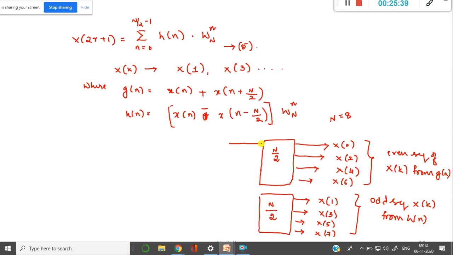So that is g of 0, g of 1, g of 2, g of 3, and here h of 0, h of 1, h of 2, h of 3. How do you obtain them? It is nothing but we obtain this g of n and h of n by taking the first half of x of n and the next half of x of n. Either we perform addition or we perform subtraction. That's it. So that's my complete figure.